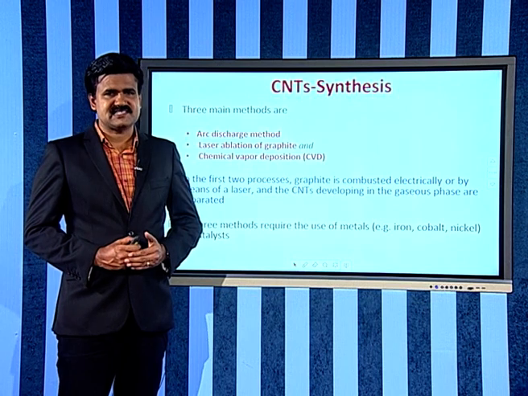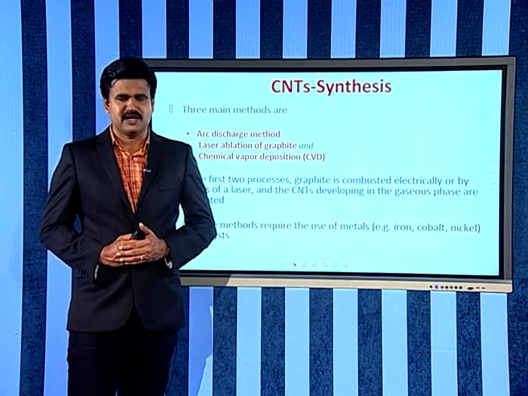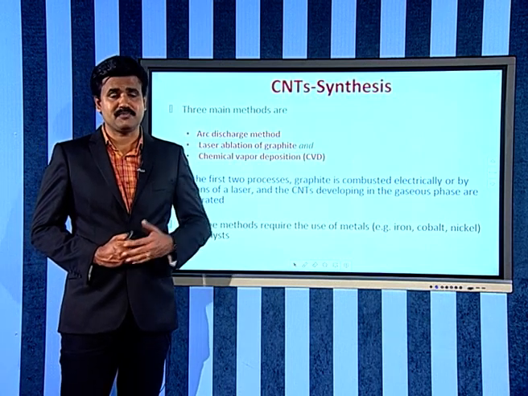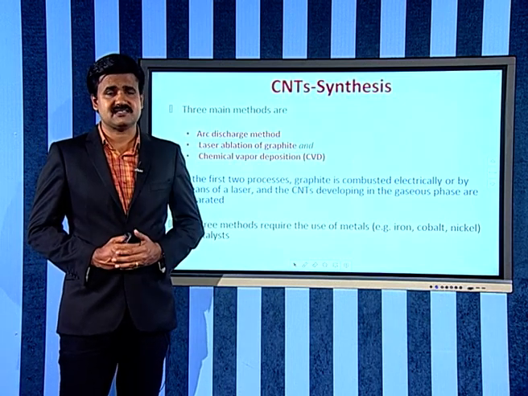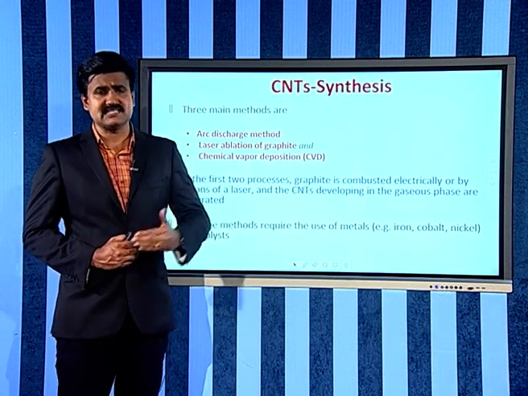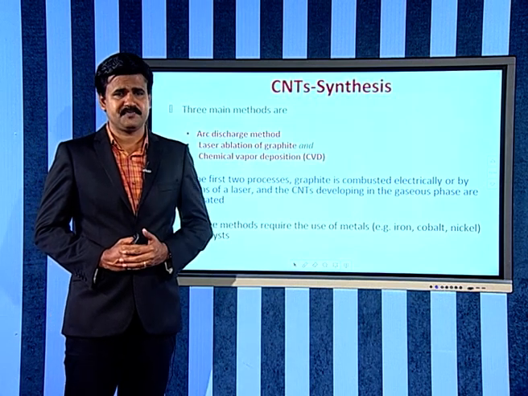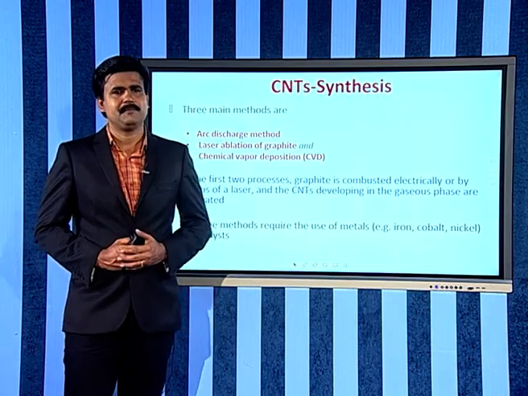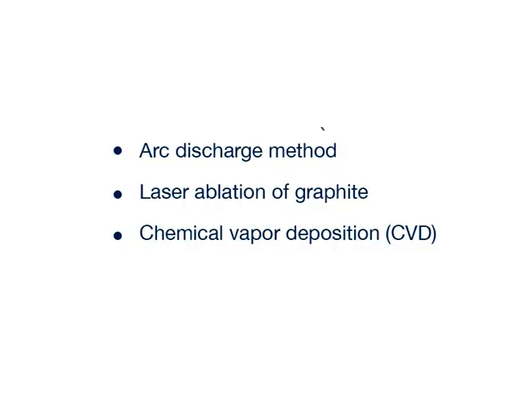Another aspect is synthesis of carbon nanotubes. In the previous modules, we became familiar with different types of synthetic strategies for nanomaterial synthesis. For the synthesis of carbon nanotubes, we mainly adopt three methods, namely arc discharge method, laser ablation of graphite, and the well-established chemical vapor deposition.